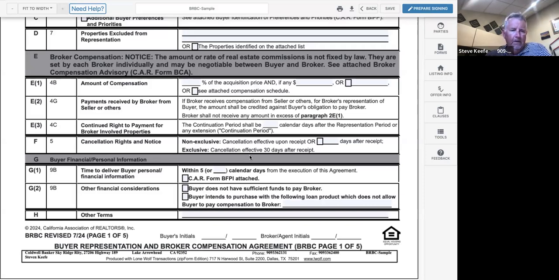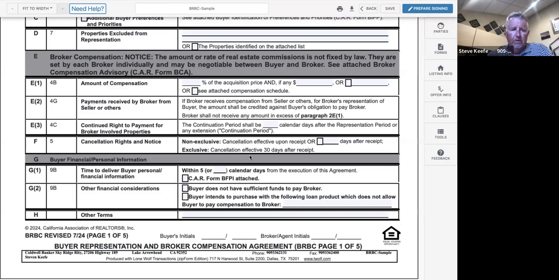Paragraph G1, time to deliver buyer personal financial information. So it defaults to 5 days, and you can shorten that period. You could extend that period. That's up to you. But basically, you're probably going to want to get basic personal and financial information from the buyer sooner rather than later. But that's at your discretion.